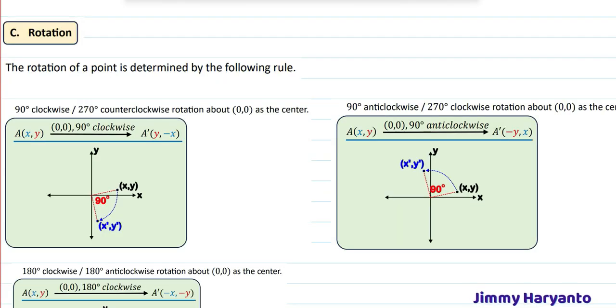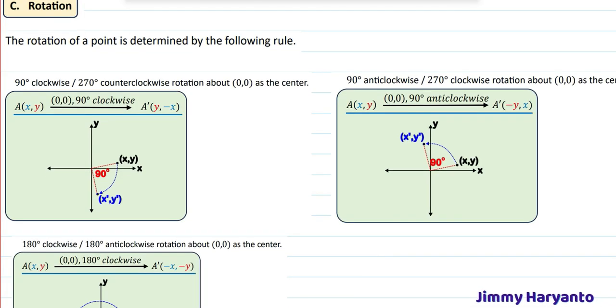And then next, the third section is rotation. The rotation of a point is determined by the following rules. 90-degree clockwise will be the same as 270-degree counterclockwise. For 0, 0 as the center, the formula will be like this. If it is x and y originally, the result will become y comma negative x. Yeah, you switch the x and y, and then you give negative to the x.